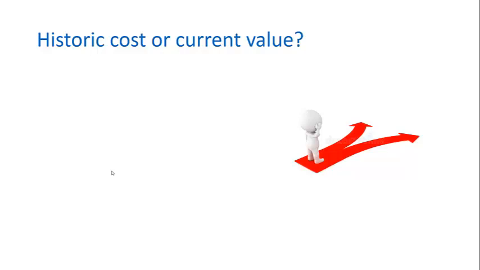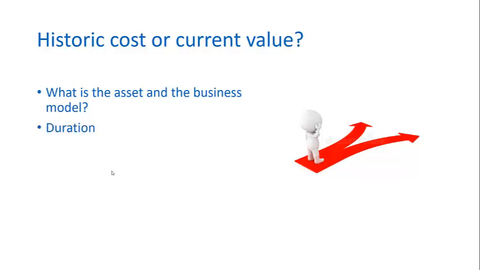In terms of determining whether you expect an asset to be accounted for on an historic cost basis or a current value basis, there's no strict guidelines for how that decision might be made, but it's going to encompass things such as what is the nature of the asset and what is the business model. It's going to reflect the duration for which the asset is held and the extent to which there might be material changes in the value of that asset expected to occur.